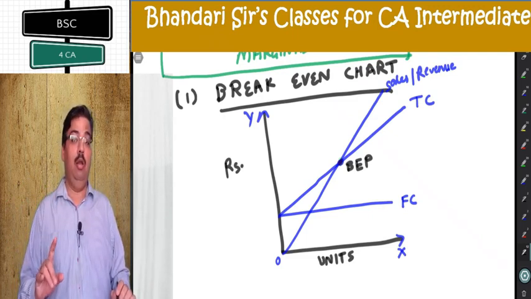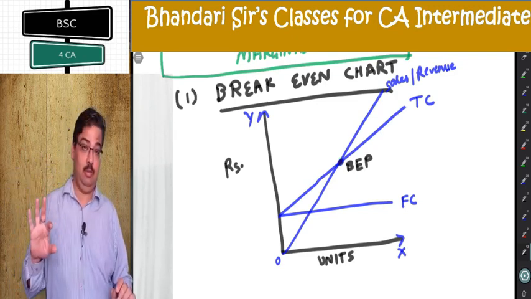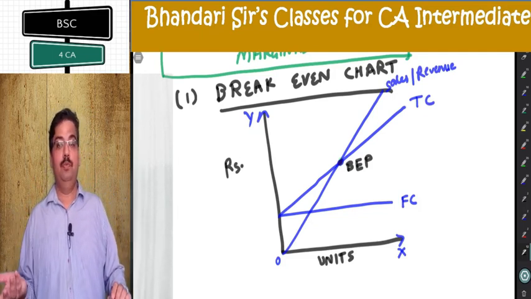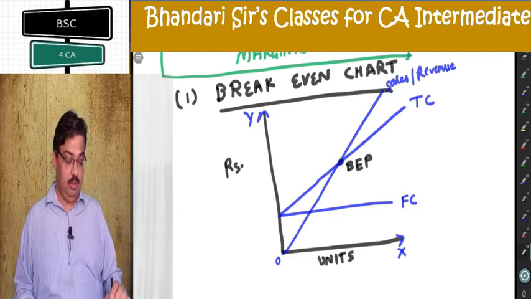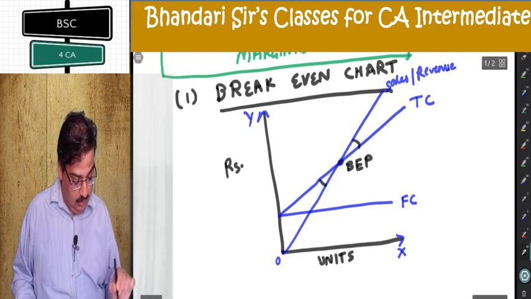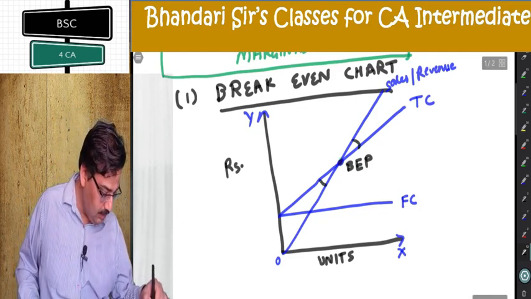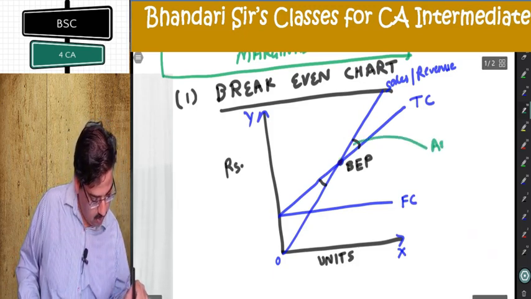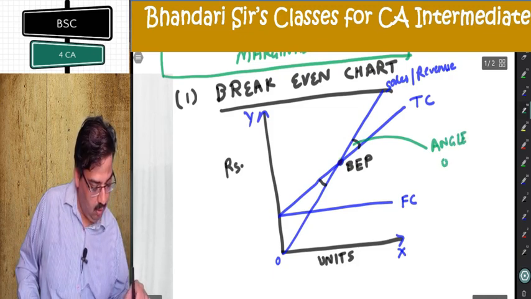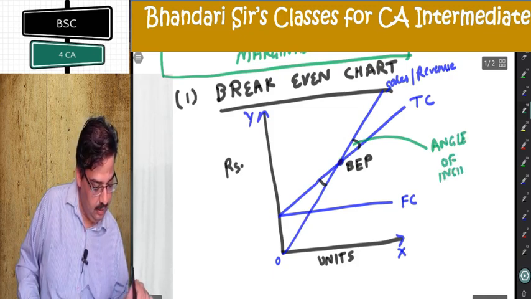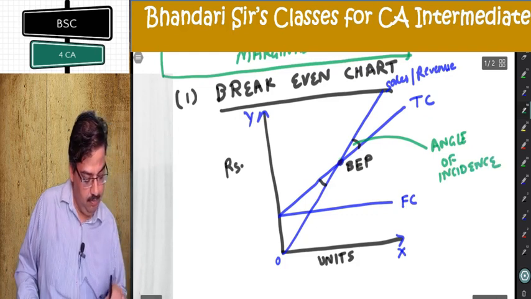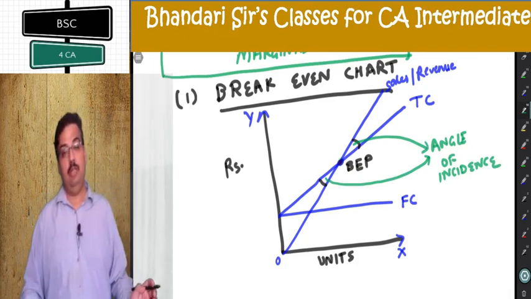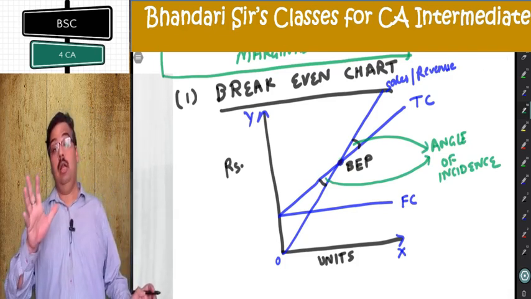If you can recall, in the last question in our basics, we studied an increase in the angle of incidence. What is the impact on PV ratio? The impact was an increase in PV ratio. This angle is called the angle of incidence. Being vertically opposite, it is equal to this one also. They are both the same angle of incidence. Larger the angle, higher is the PV ratio.